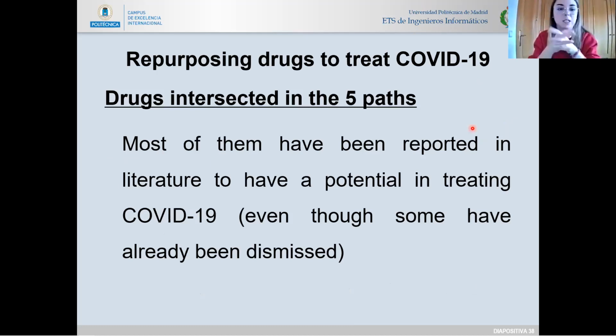So this is the end. I have already told you that most of the drugs I have shown you have been reported in the literature, and we also have, for example, chloroquine, which was proposed some months ago to be a good treatment for COVID, although it has been dismissed because it has been shown to be not really good. No representative changes were made among the control population.